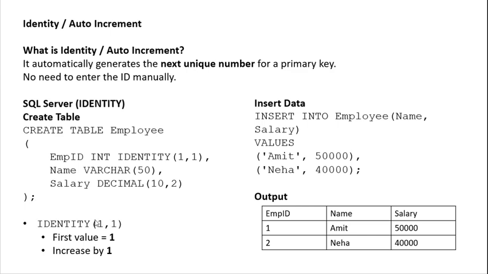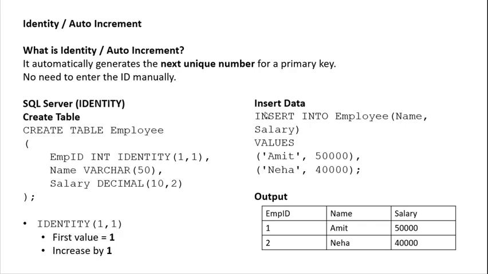Identity(1,1) means the first value is 1, it starts with 1, and the second value increases by 1. So the first time is 1, the second time is 2, and the third time is 3.